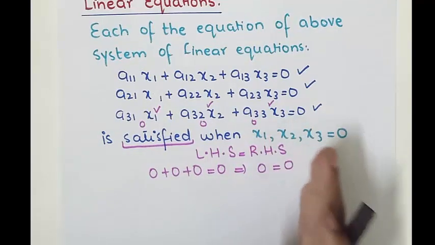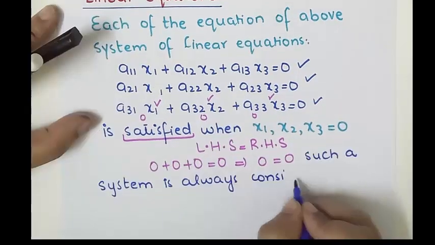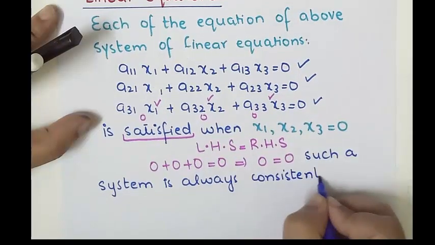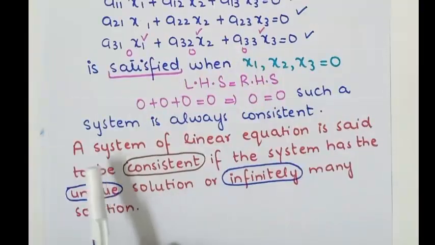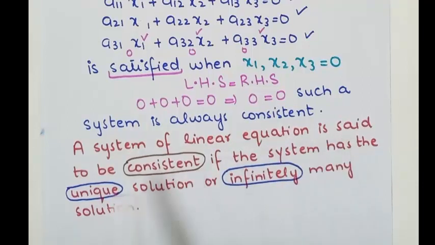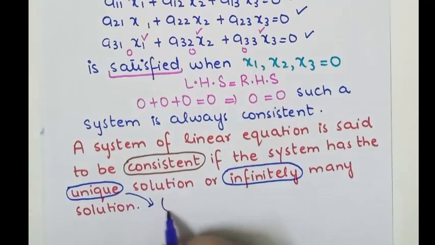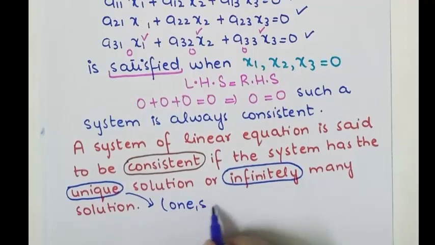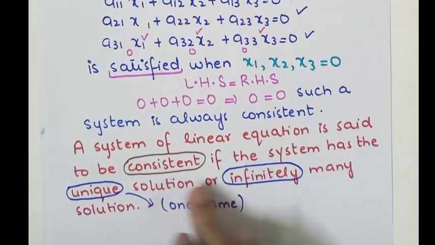Such a system is always consistent. So what do we mean by consistent? A system of linear equations is said to be consistent if the system has a unique solution. Unique means only one, or it has infinitely many solutions.